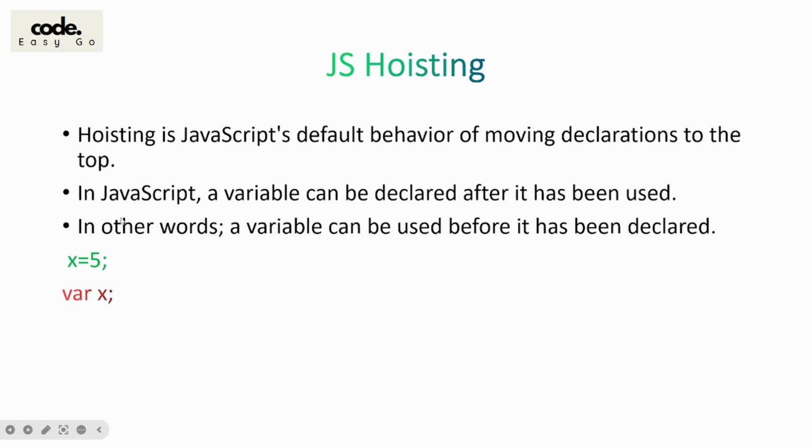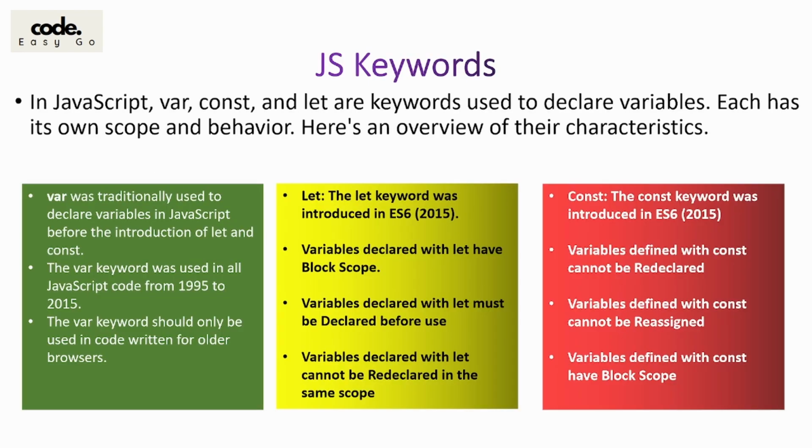What does it mean? Here, say x equal to 5. So here I used the variable before declaration, and then var x. So what are let, const, and var? In JavaScript, var, const, and let are keywords used to declare variables. Each has its own scope and behavior. Here is an overview of their characteristics.